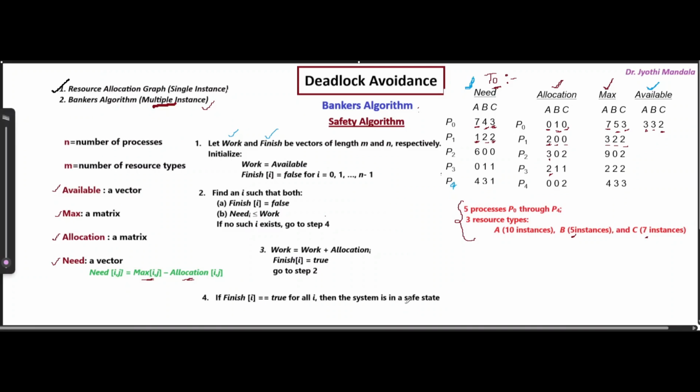If all the processes' finish values have turned to true, then the system is in a safe state. The safety algorithm will tell the operating system, yes, the safety algorithm has passed, so you can allot the resources they are requesting. But if this cannot be satisfied, then we tell the operating system that the system is in an unsafe state. Don't allot the resources to the processes.